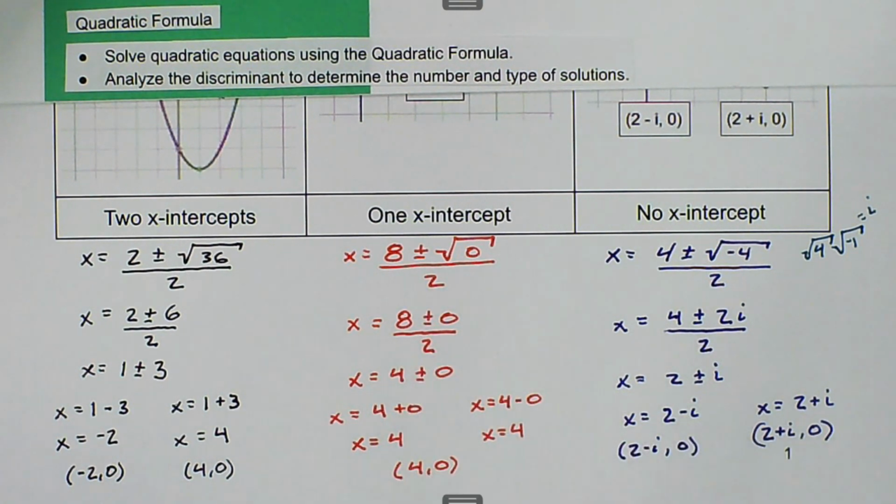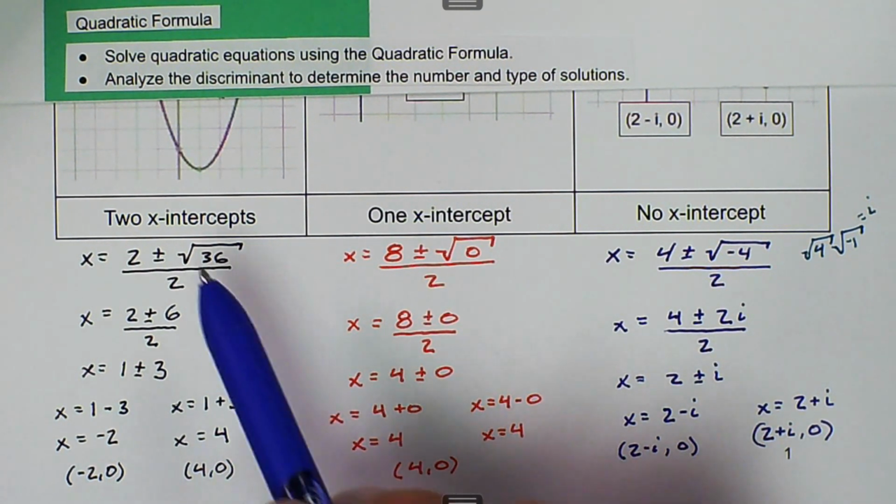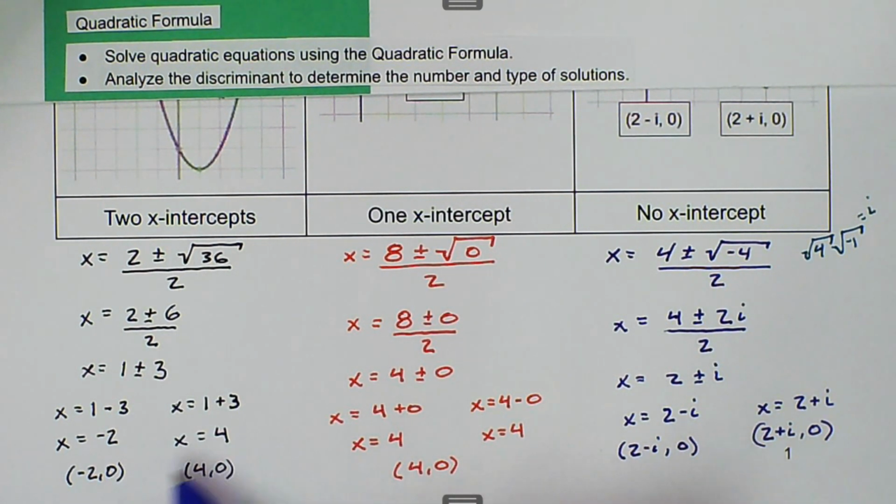So if the discriminant is negative, we have 2 imaginary solutions. We have the i there. If the discriminant is 0, we have 1 solution. If the discriminant is positive, we're going to have 2 solutions.